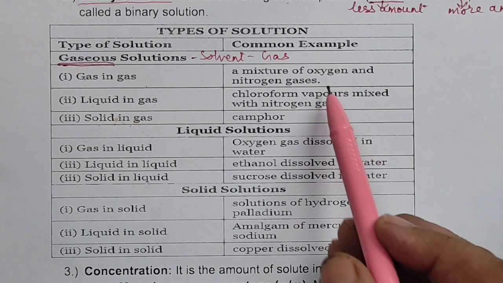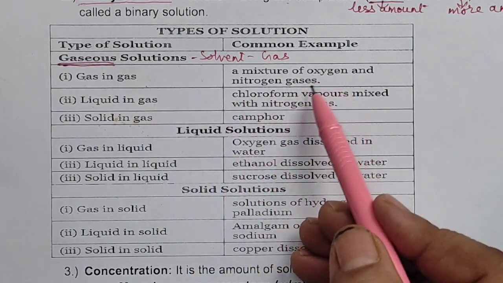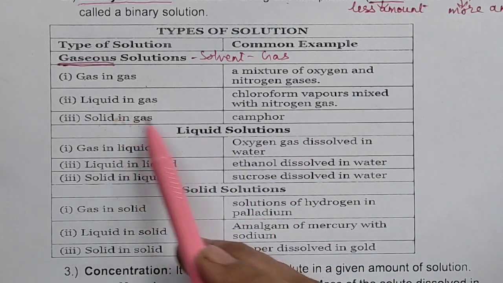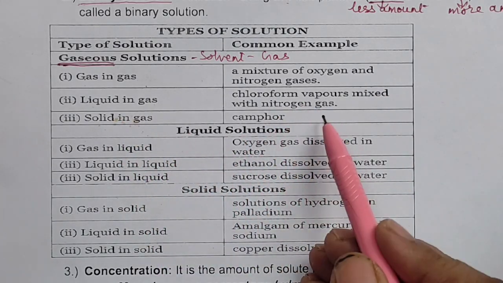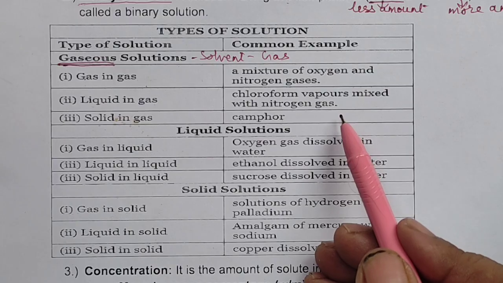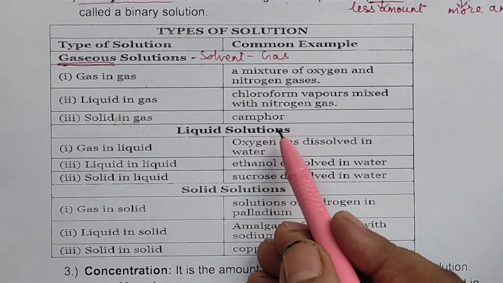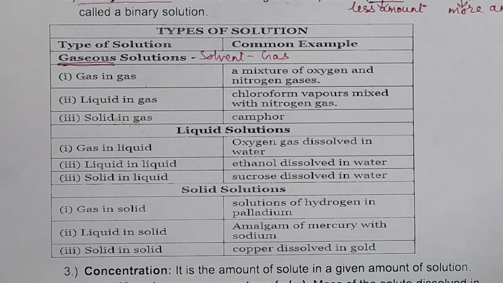So you have some examples for it. Gas in gas is a mixture of nitrogen, oxygen, or any gases. Liquid in gas, for example chloroform vapors when mixed with nitrogen. Then you have solid in gas, for example camphor. All sublimable substances get dissolved in air.